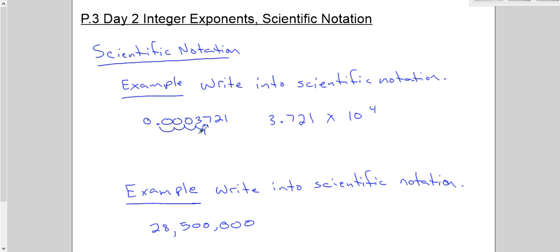This number right here is a very small number, a lot smaller than 3.721. Because of that, our exponent on the 10 needs to be a negative number. So our actual number was much smaller than our scientific notation value of 3.721.